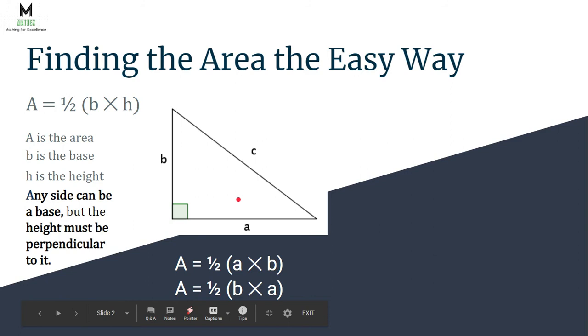But that's not all. If we take C as the base, we can draw in our own height and label it H. Doing so, we can compute its area just like the rest: C, which is the base, times H, which is its height and perpendicular to it, and half of their product gives us the area of this triangle. So even though this formula looks quite simple, in any given triangle the base could be any of its sides, and the height is whatever length is perpendicular to it from the opposite vertex.